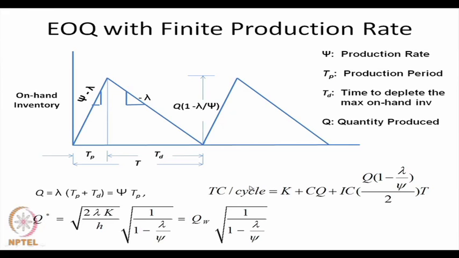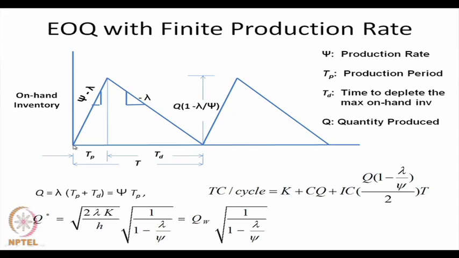And proceeding as we had done earlier, we can find that Q star, the optimal value of Q that minimizes this total cost per year, is root over 2 lambda k by h multiplied by another factor. And this root over 2 lambda k by h is nothing but the Wilson's lot size. We are writing W here to indicate that this is Wilson's lot size. So, Q W, which is root over 2 lambda k by h, multiplied by this factor 1 divided by root over 1 minus lambda by psi. That is the amount to be ordered.